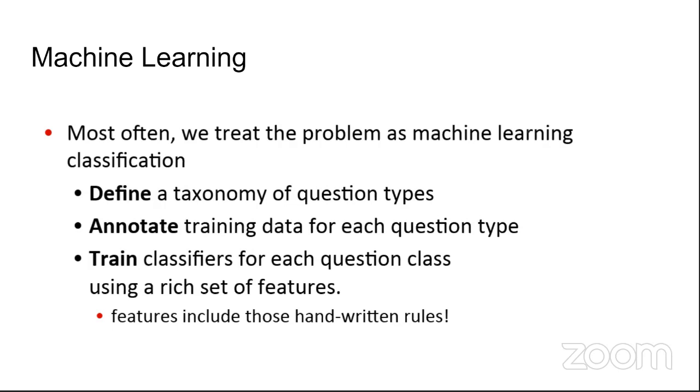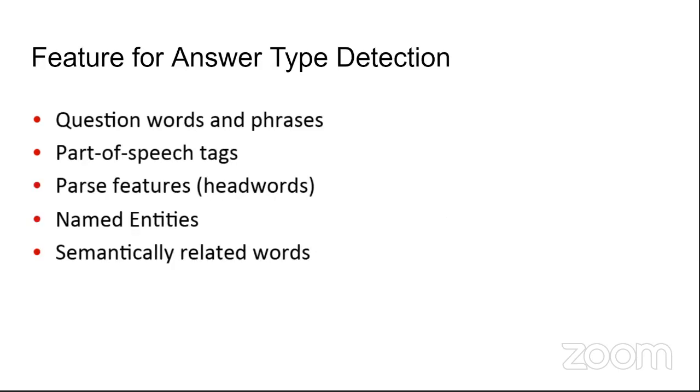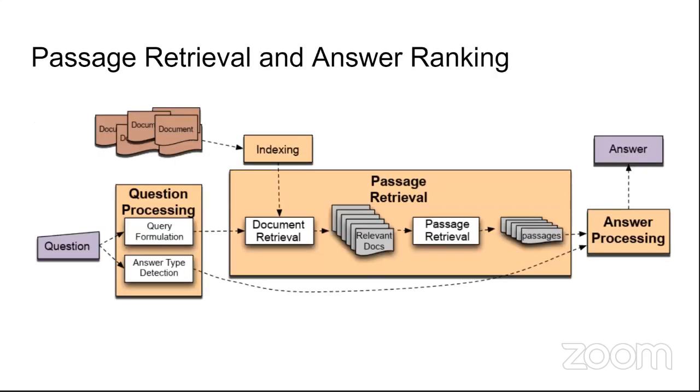Features can be either those handwritten rules or the semantic representations that we have been discussing for the past very many classes. So the features for the answer type detection can be the question words and phrases, the part of speech tags, the parse features like head words, or like who, what, when, where, etc. The named entities which may be present in the question or semantically related words, words which are closer to each other.